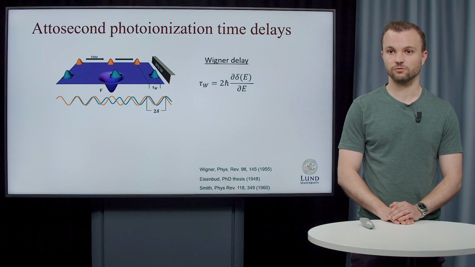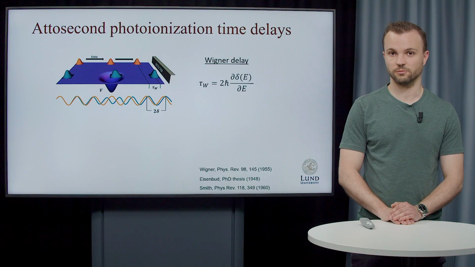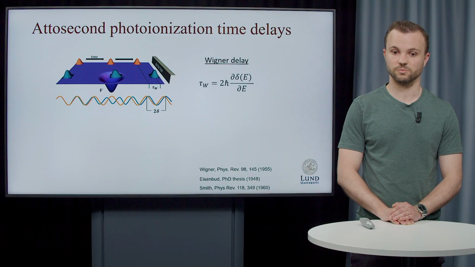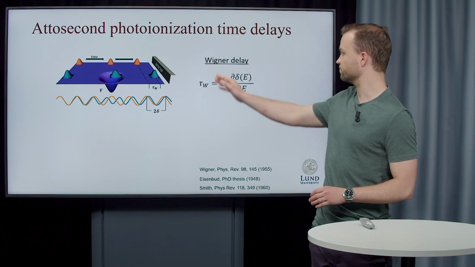If we now move on to matter waves, such as photoelectron wave packets, a similar phenomenon can happen. We can have an electron wave packet that propagates in a potential V that we can compare to an electron wave packet that would be propagating in vacuum. Again, the electron wave packet propagating through the potential will experience a phase shift and give rise to a delay known as the Wigner delay or Eisenbud-Wigner-Smith delay given by this equation.